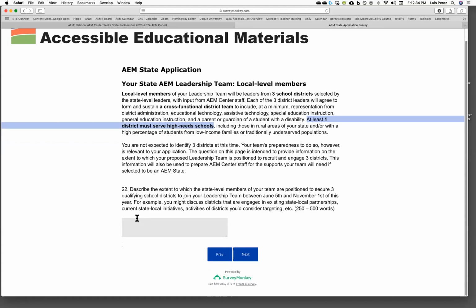And then there is a question here, it's an open-ended question where you are asked to explain to what extent you are positioned to secure these 3 qualifying school districts? Because that's going to be a really important part of this process, having those districts. You don't have to identify them right now, but we do want an explanation of where you are at in terms of being able to find those states or districts.